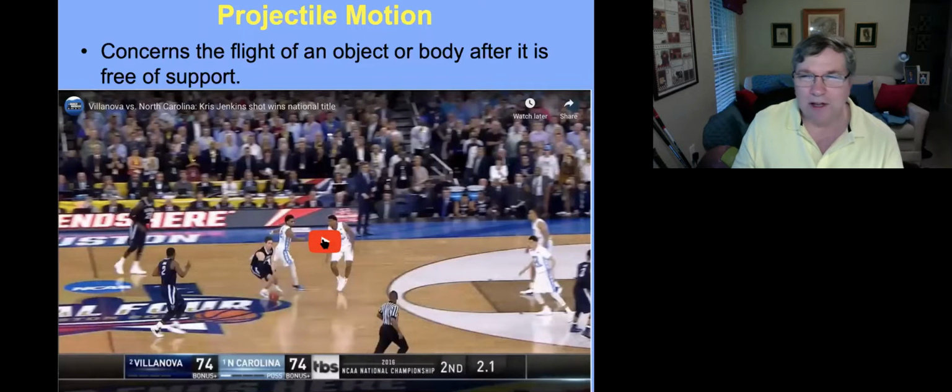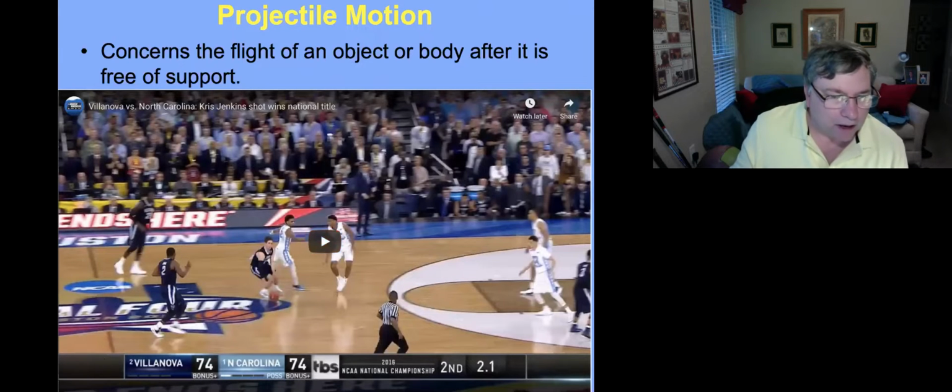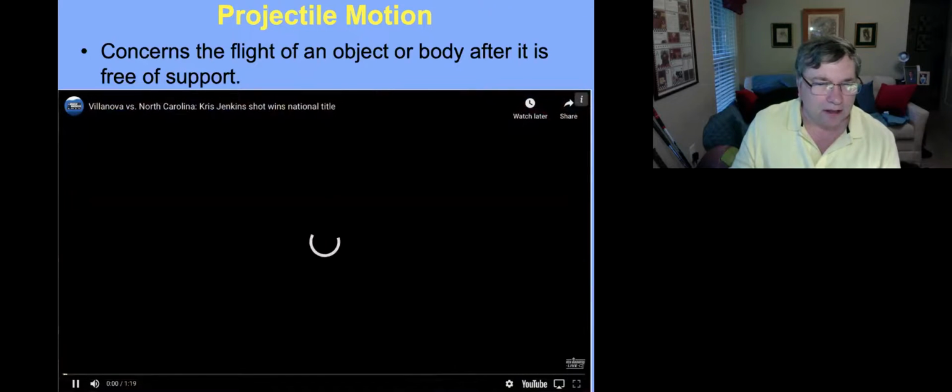So we're going to look at a projectile. This was 2 or 3 years ago. Villanova, excuse me, versus North Carolina. This is the finals. In fact, this is the final shot. Tie game. Villanova is going to get the ball, and we're going to see their winning shot.